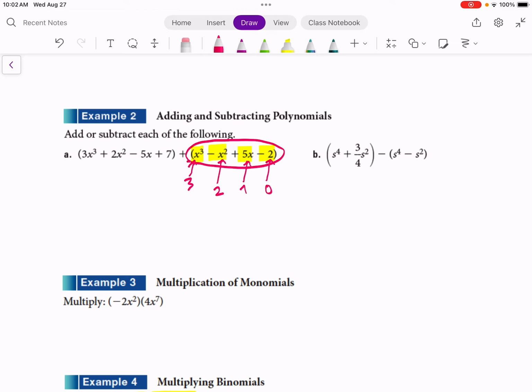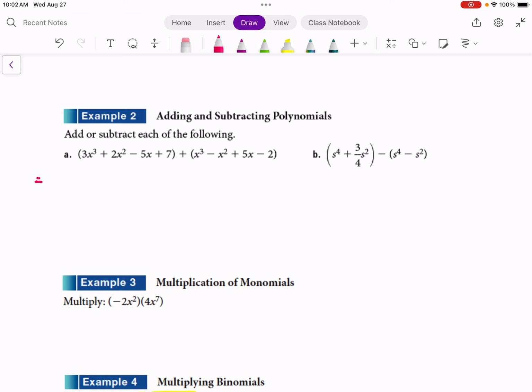And there is also a coefficient. So what is the coefficient for this first term? The coefficient is the number that you see in front of the variable. Okay, it's 1. So what is the coefficient for this term? Minus 1. What is the coefficient for this one? 5, and this is a constant. Okay, all right, now let's go ahead and add these two polynomials.